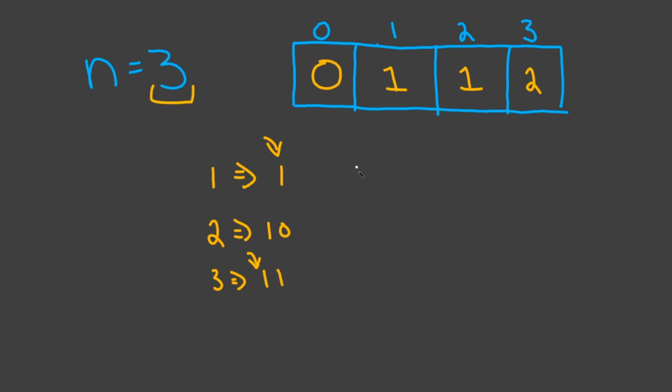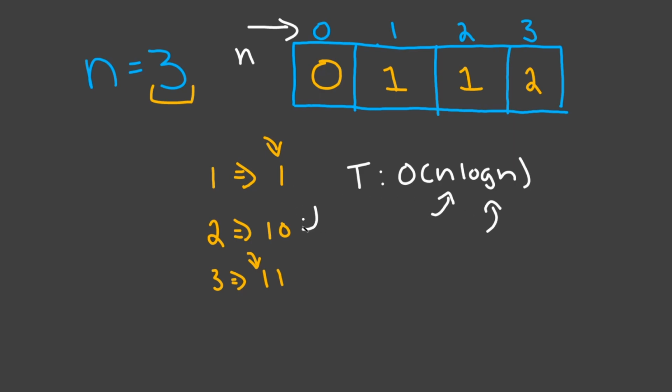But the problem is that the time to run this algorithm would be O of n log n. The reason it's n log n is the n comes from iterating through this whole array, which is of size n, and the log n comes from iterating through the binary bits.